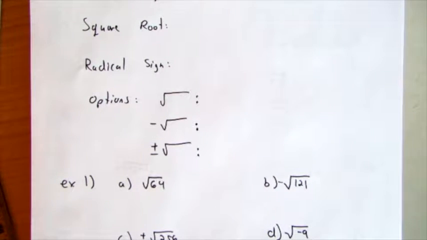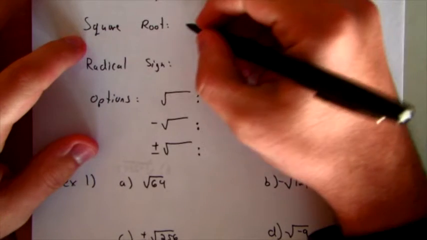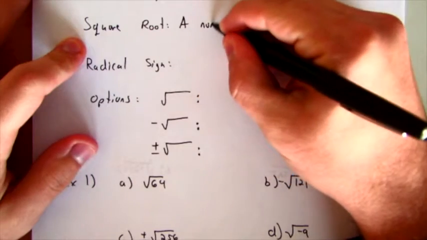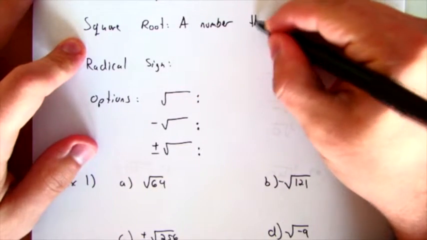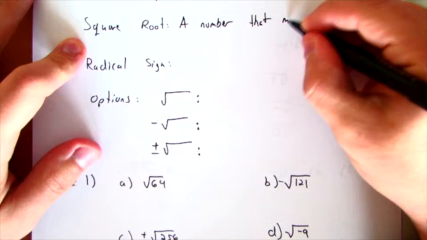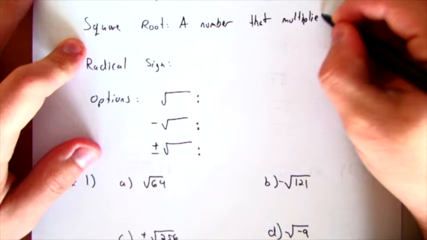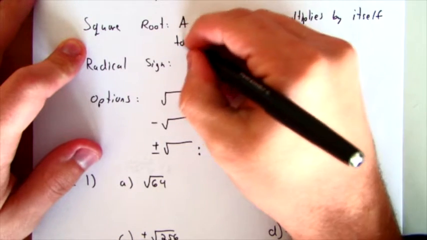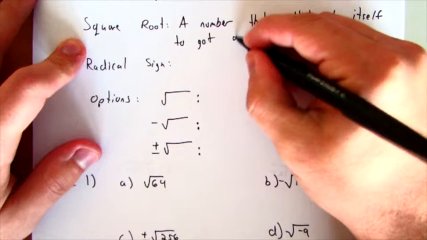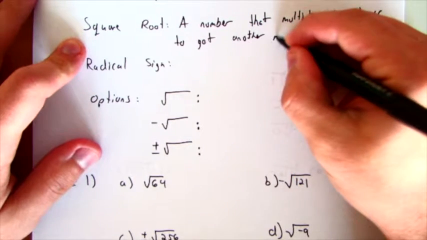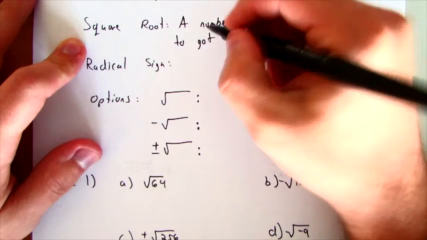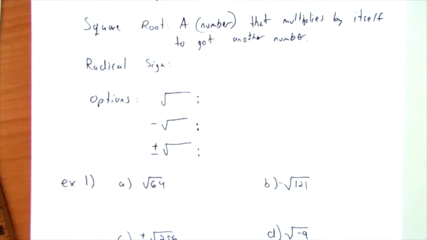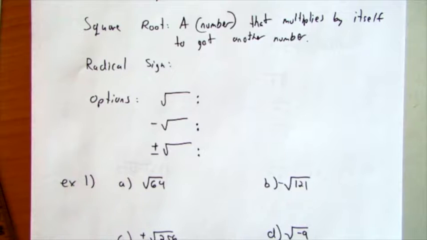Okay, so we're going to talk about square and cube roots today. So a square root is a number that multiplies by itself to get another number. We are essentially looking for the original number and not the answer to the product.